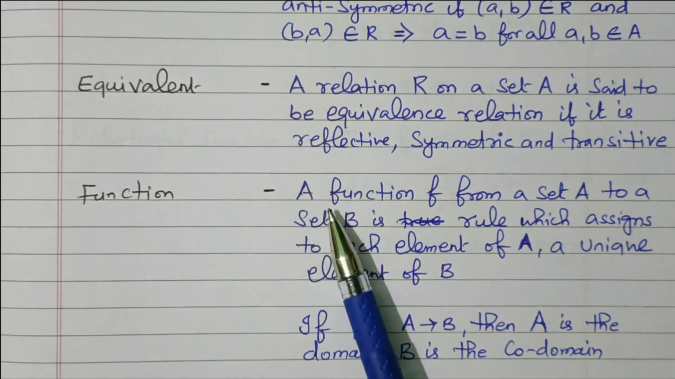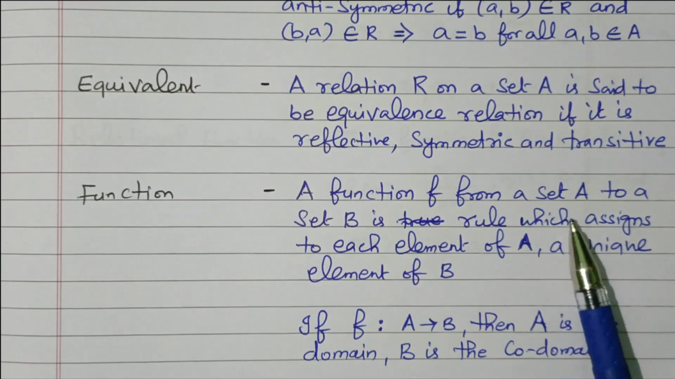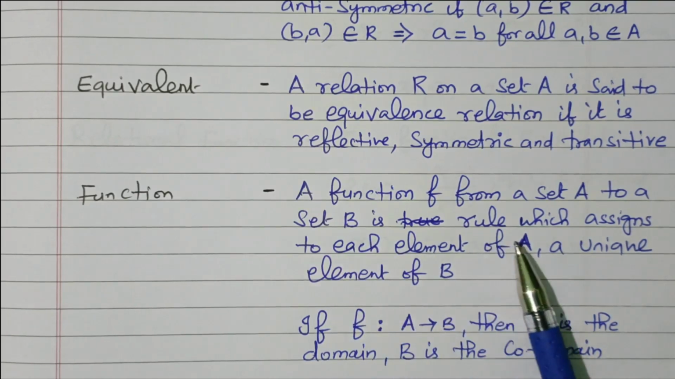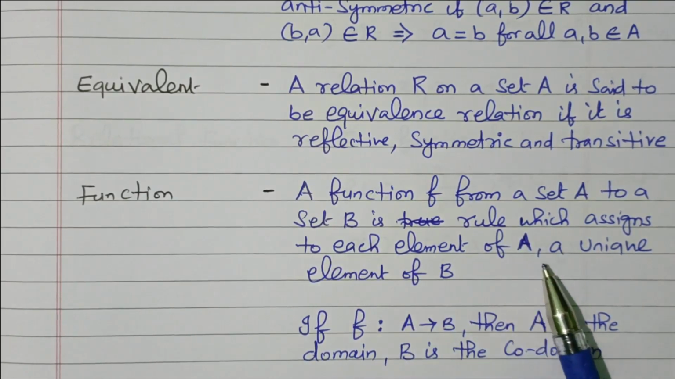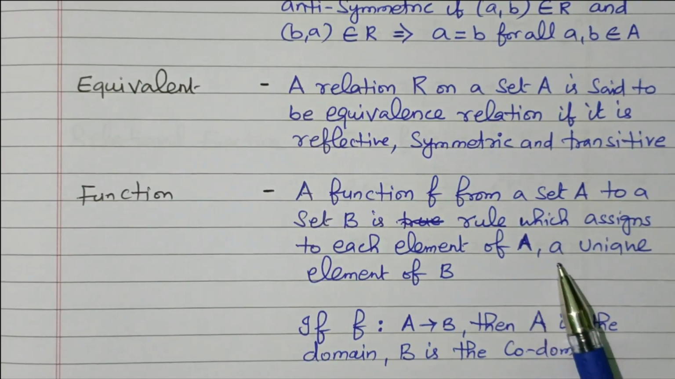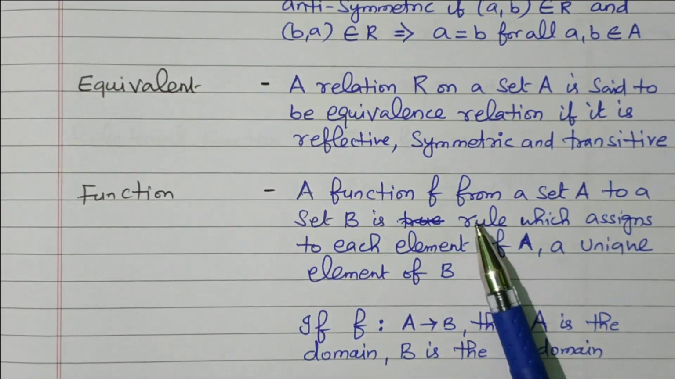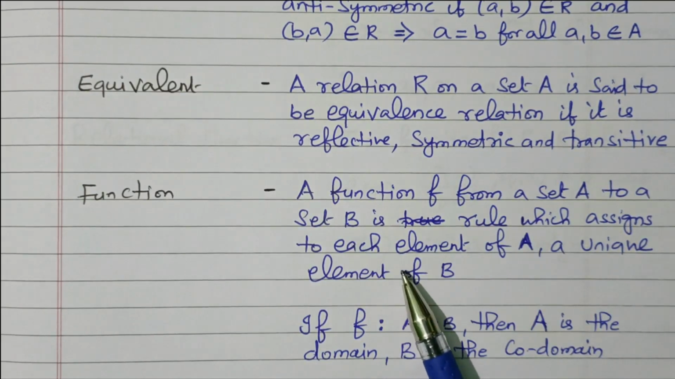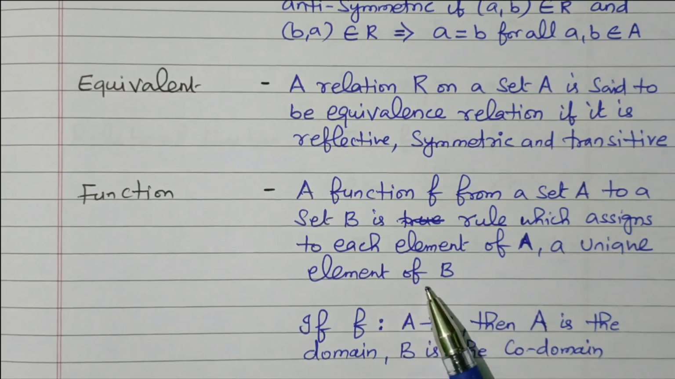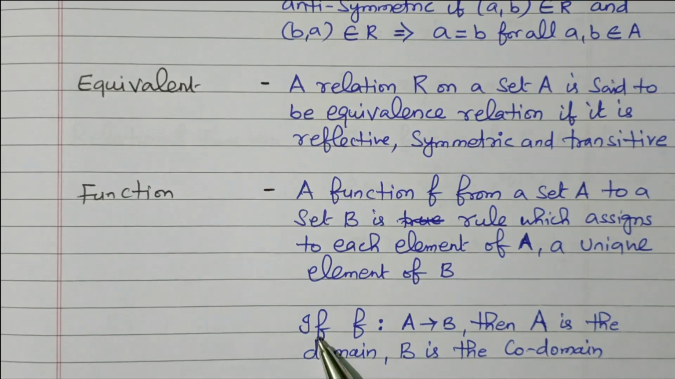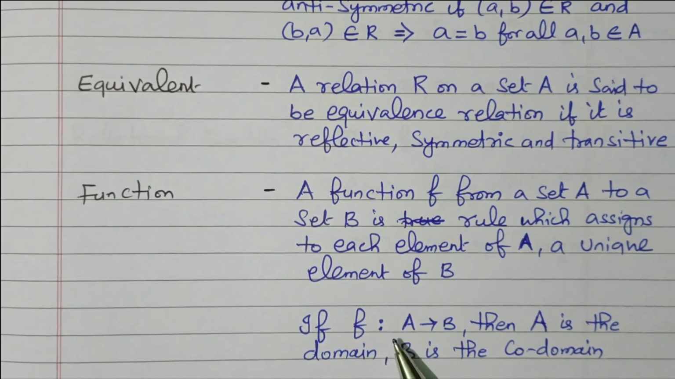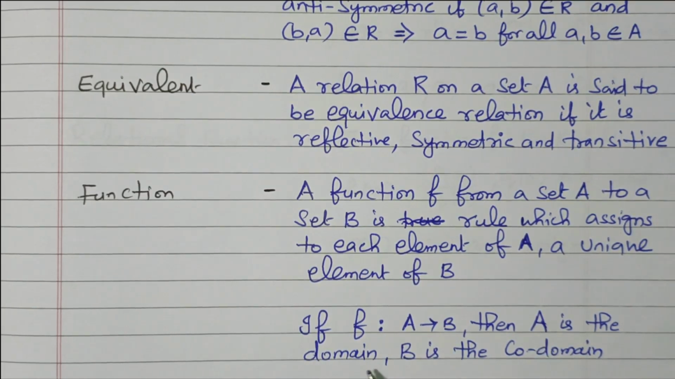Then function. A function f from a set A to a set B is a rule which assigns each element of A a unique element of B, right? So if we are checking from set A to set B, each element of A maps to a unique element of B, then it is called a function. If f maps A to B, then A is the domain and B is the codomain.